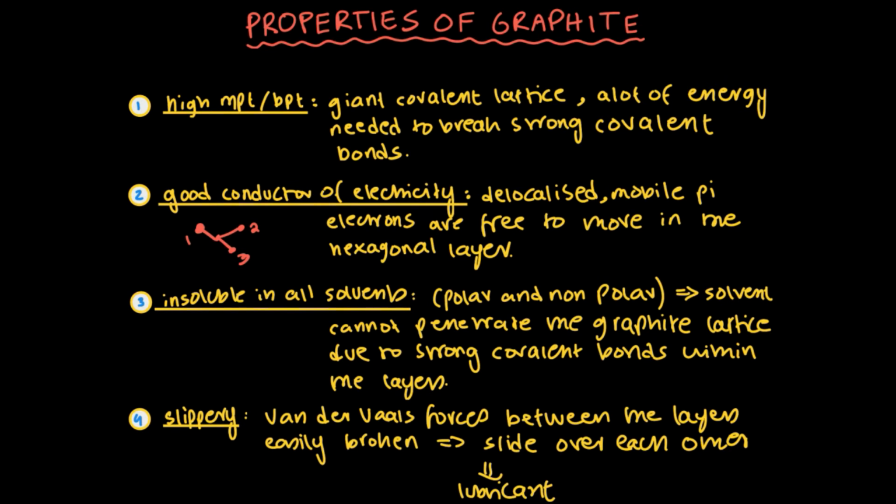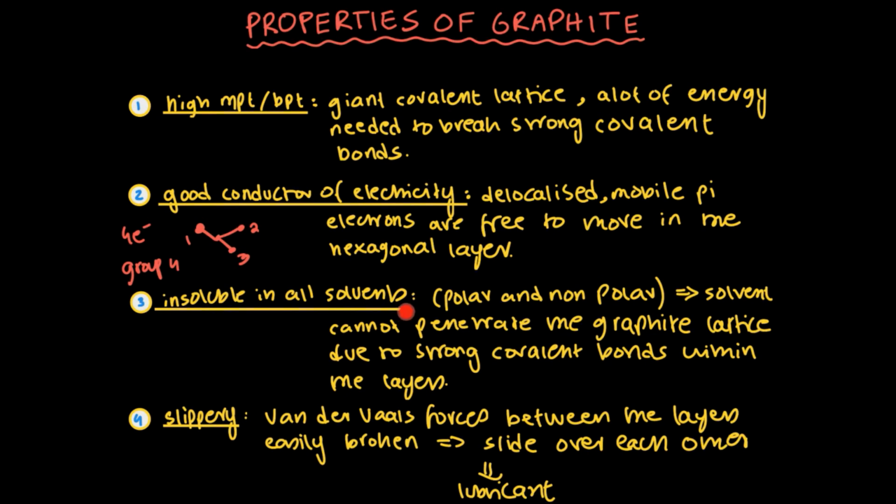And because of that, since carbon is going to be in group 4, it has 4 valence electrons. And since 3 of them are going to be used in bonding, there's going to be 1 electron which is going to be delocalized and it's going to be mobile. So since it can move, it's going to be able to conduct electricity.